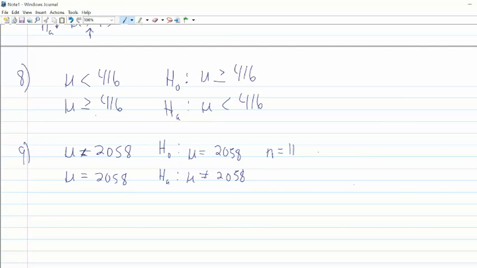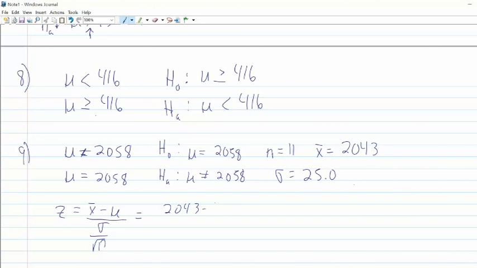We're given that they had a mean of 2,043 with a standard deviation of 25.0. So it didn't give us the variance on this problem like it did on problem number 7. It just gave us a standard deviation, which is good. That just means we don't have to do anything to it when we plug it in our formula. Okay, so our z-test statistic is going to be, remember, x bar minus mu over sigma divided by the square root of n. So that's 2,043 minus 2,058 divided by 25, that's the standard deviation, over the square root of n, which was 11.